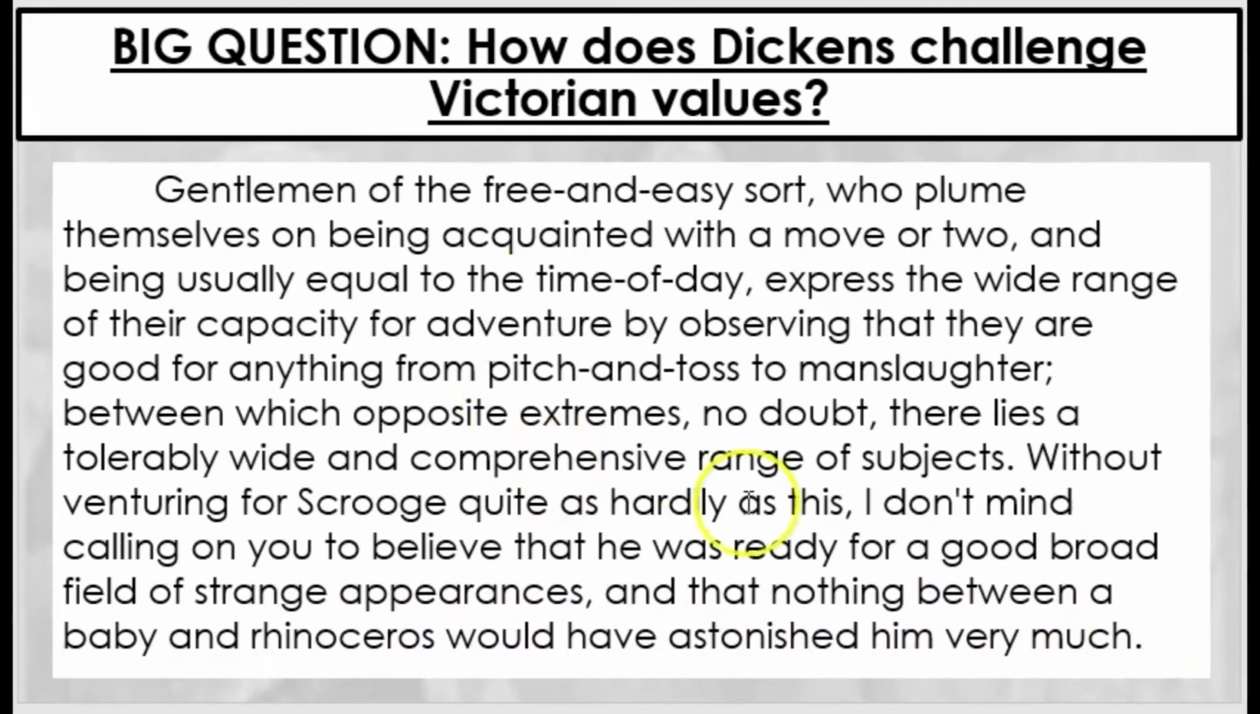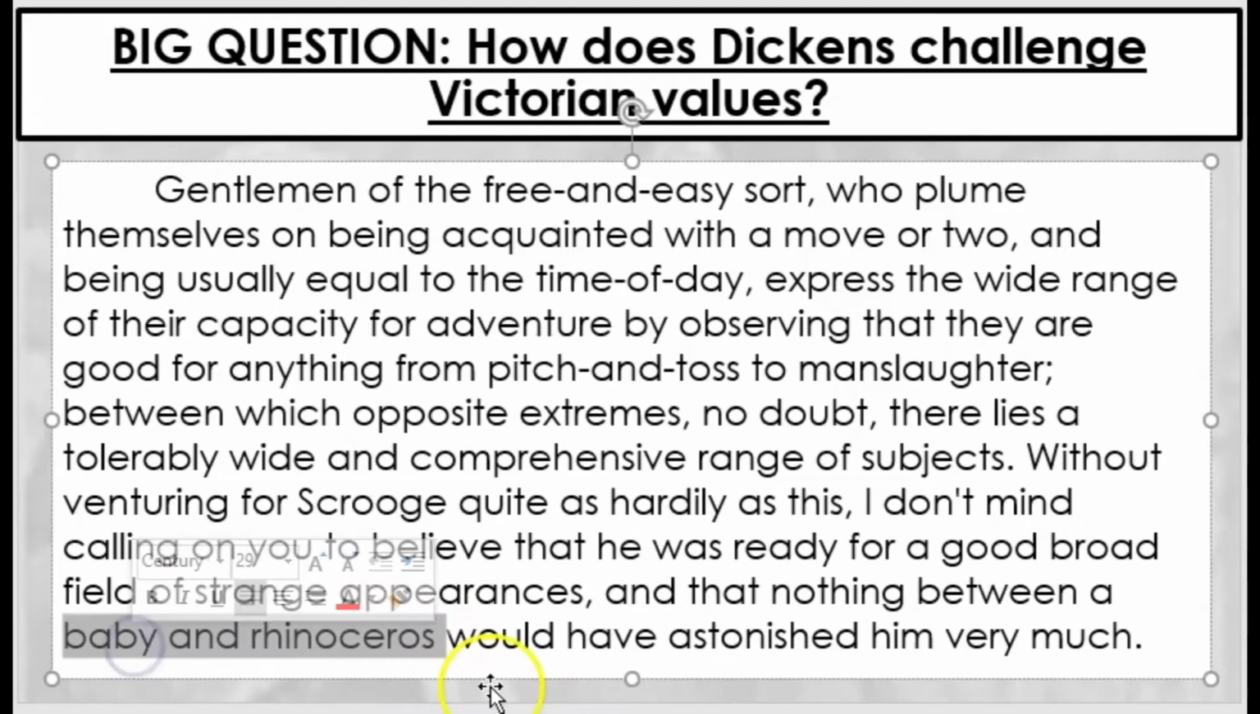So what's happening here is we're getting a bit more of the indirect free speech from the narrator, commenting on Scrooge and commenting on him getting ready, and basically saying that he's getting himself ready, this capacity for adventure, this idea that he's preparing himself for whatever may happen. And we get this lovely use of humorous imagery there, the idea that if something appears to him, he'd be ready for anything from a baby to a rhinoceros. So he really is on edge, getting ready to see what's going to come his way.